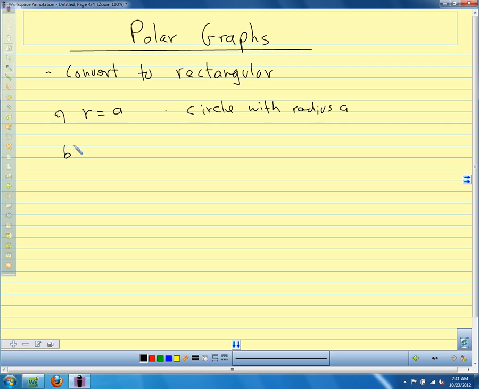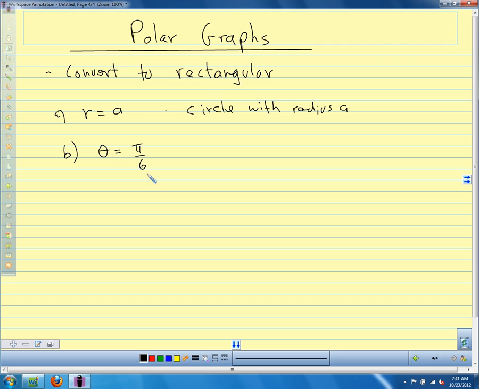The next one, a little trickier. Theta equals pi over 6. What is it, Lee? Lee says this one's a line. Do we agree? I see a couple of nods. How would we tell for sure? Anybody have an idea of how we would analytically verify that this is a line?